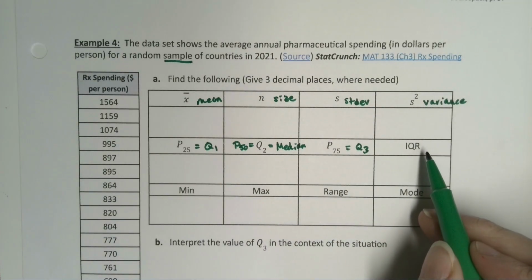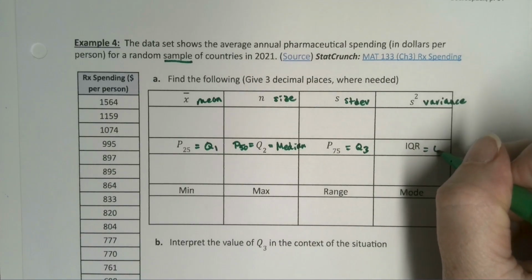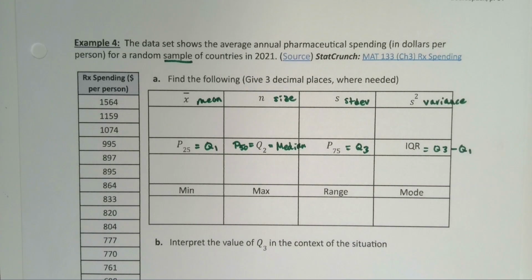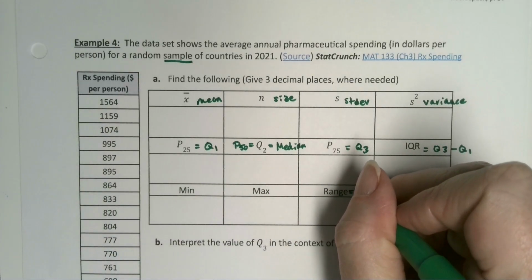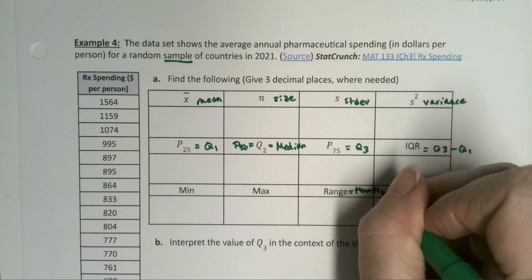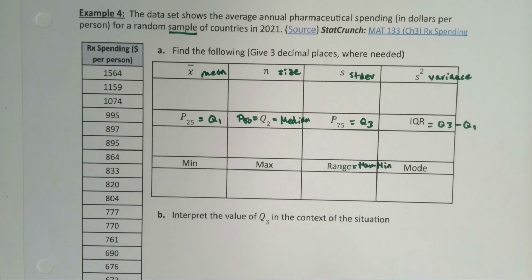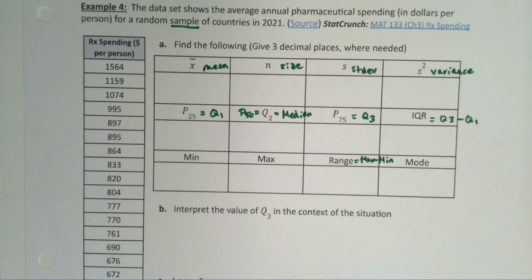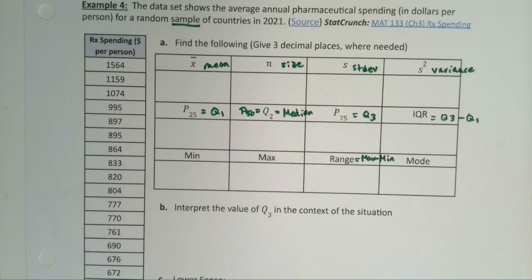IQR, we know that's IQR, right? It's Q3 minus Q1, but we won't need to worry about that because StatCrunch will find it for us. The min is the min, the max is the max. The range we learned is the max minus the min, but again, we won't have to worry about it because StatCrunch will find it for us, and the mode. Speaking of which, let's go find all of these values in StatCrunch.